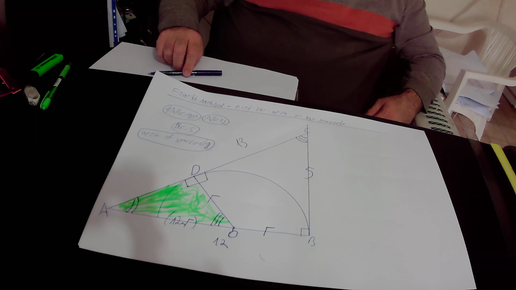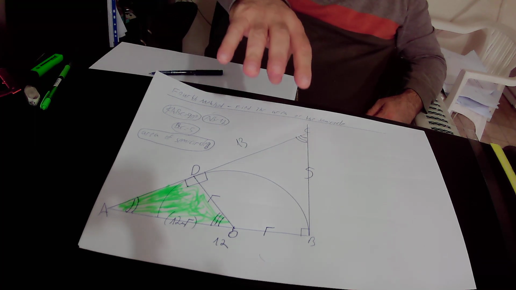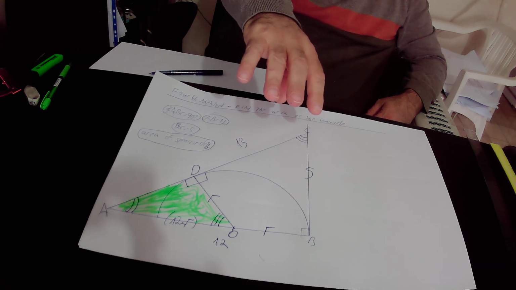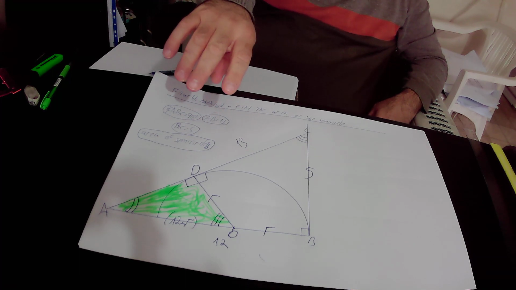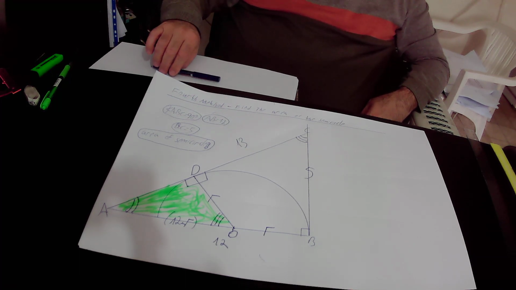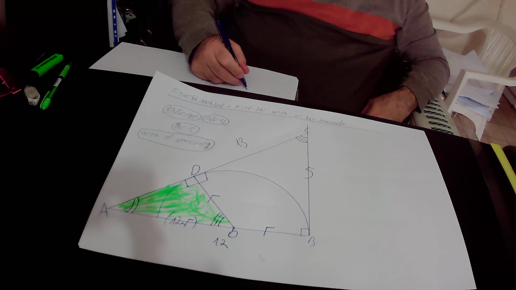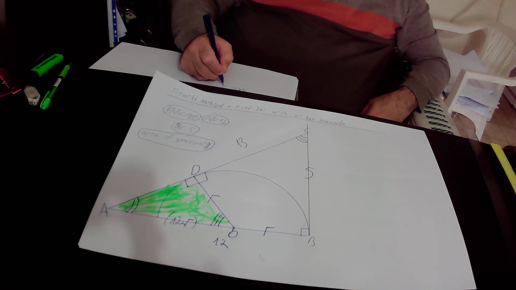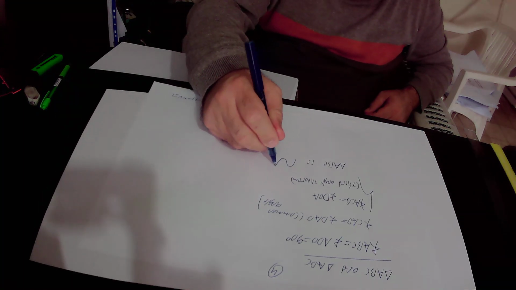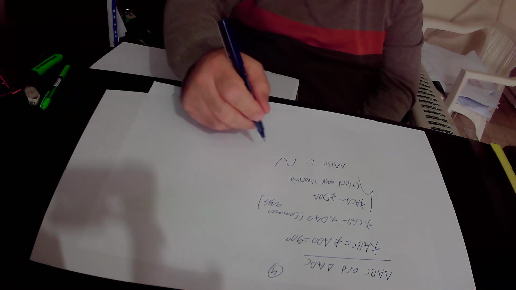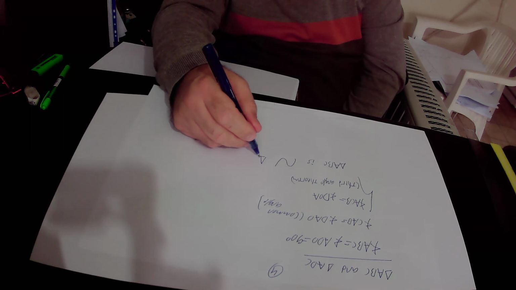Okay, so we found out that all the angles inside the big right triangle, triangle ABC, are congruent to all three angles of the green right triangle. Therefore, we can write down that the big right triangle, triangle ABC, is similar to triangle ADO. This is the sign of similar.